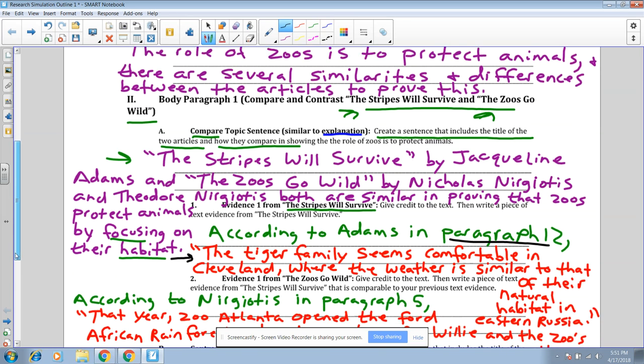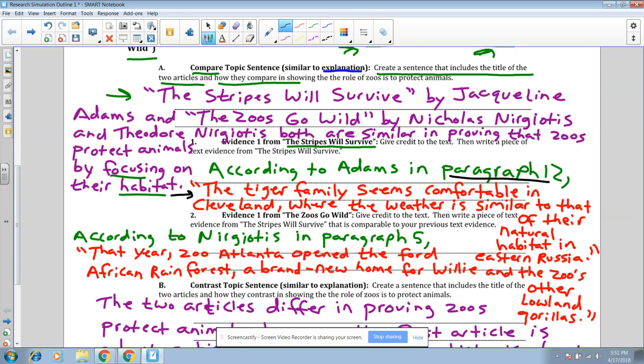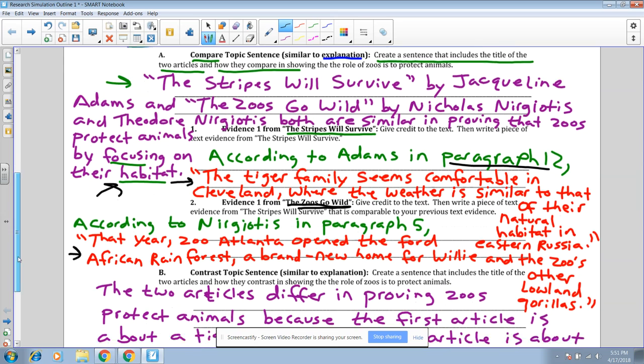And if we go down to the next step, notice how we're finding a piece of evidence from the opposite article. Do the same thing. We're trying to find a piece of evidence that focuses on how zoos are improving animals' habitats. Again, this came word for word from the article.